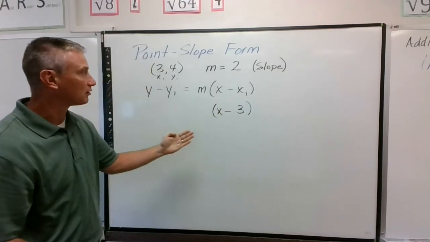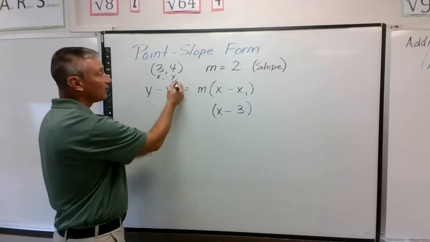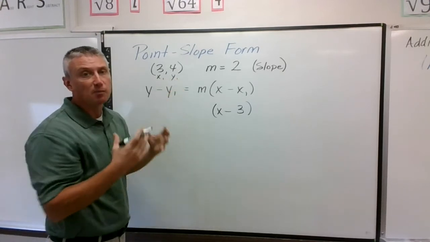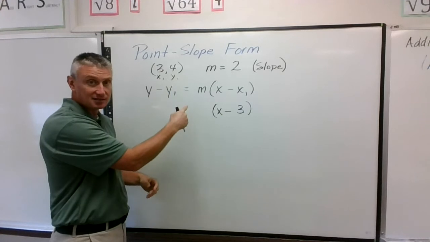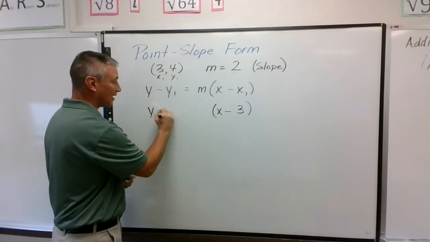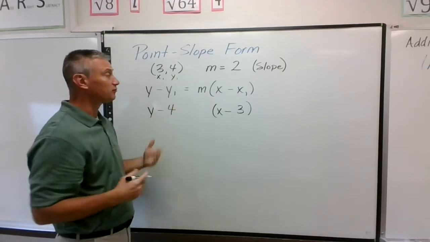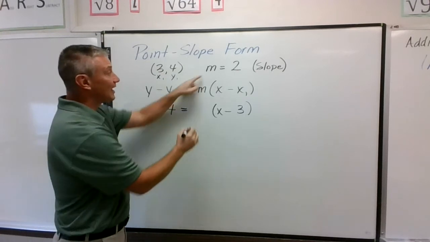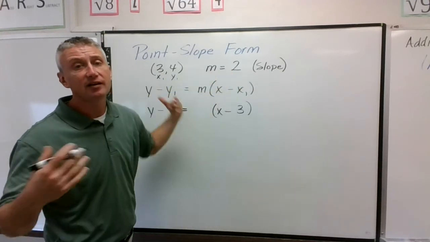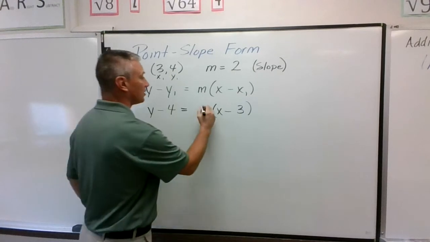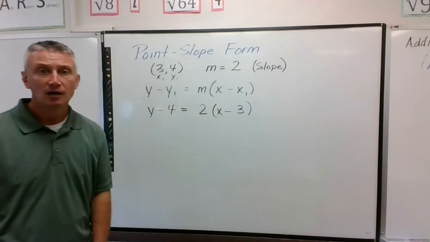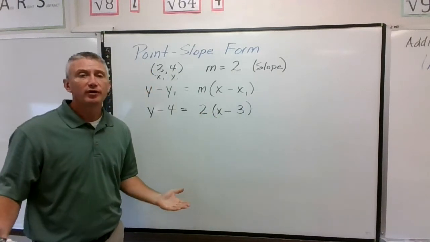So that's what it's going to look like. The y sub 1 is a 4. Again, it's positive 4, but this says y minus that. So this is going to be y minus the positive 4, so it's also going to look like that. And m in this case is your slope, and they're telling us our slope, so they're giving it to us, and we know our slope is 2. Okay, so this is point slope form, guys.